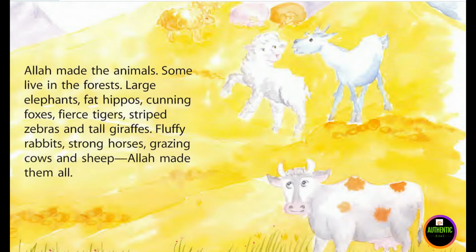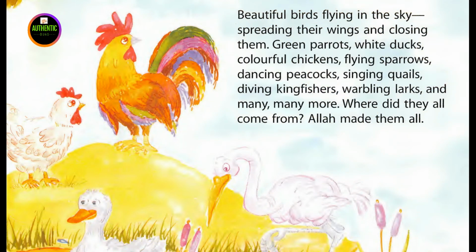Allah made the animals. Some live in the forest, large elephants, fat hippos, cunning foxes, fierce tigers, striped zebras, and tall giraffes, fluffy rabbits, strong horses, grazing cows, and sheep. Allah made them all. Beautiful birds flying in the sky, spreading their wings and closing them. Green parrots, white ducks, colorful chickens, flying sparrows, dancing peacocks, singing quails, diving kingfishers, warbling larks, and many more. Where did they all come from?